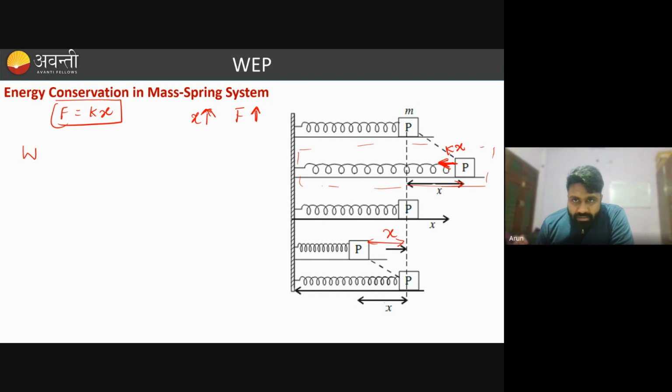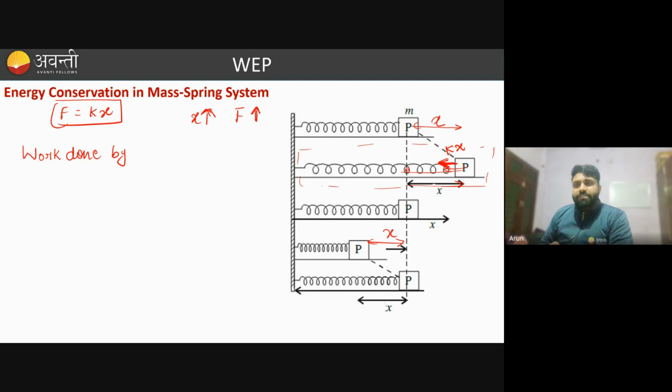Why is it a conservative force? Because if you extend it by a distance x, and when you release it, it comes back to this position again. But when it is coming back, you do not have to apply the force.